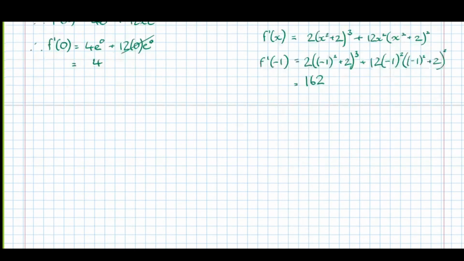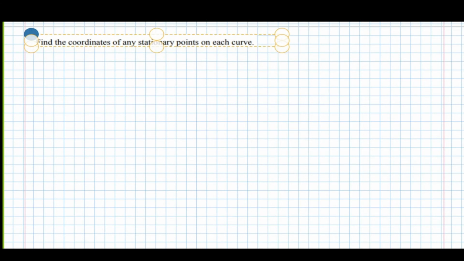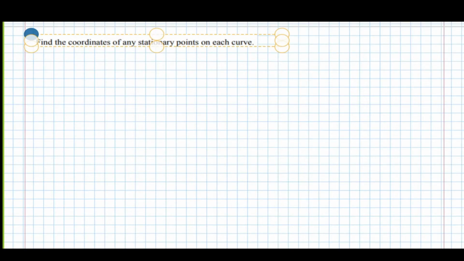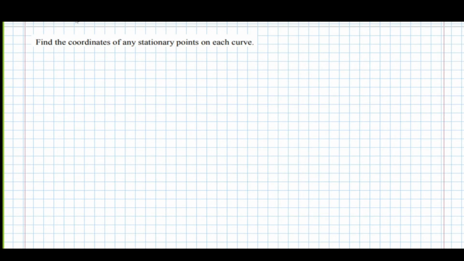So let's move on to a stationary point question now. I mentioned before that they can be more difficult. So we'll do a few of these. They really are worth having a look at. So let's try a few. Find the coordinates of any stationary points on each curve. The first one we're going to look at is x e to the 2x. So I'll just paste it on the screen. There we go. So find the stationary points of that.